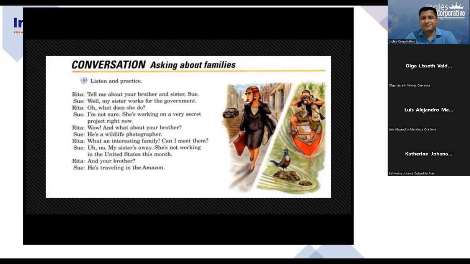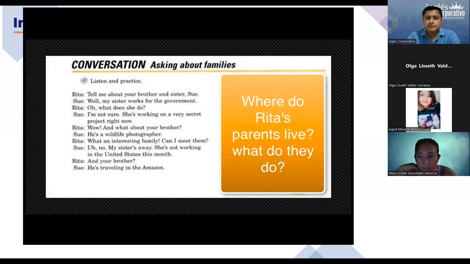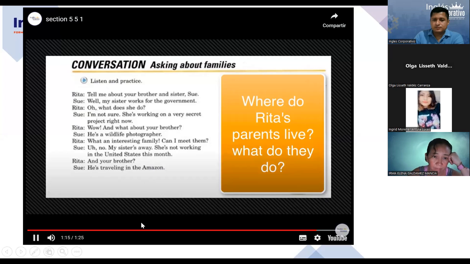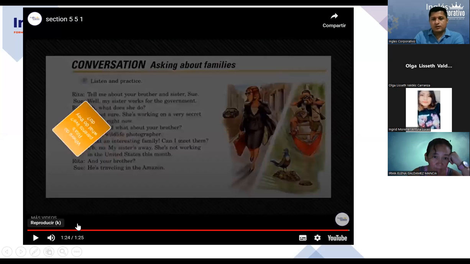Page 31. Exercise 3. Part B. Listen to the rest of the conversation. Where do Rita's parents live? What do they do? So what about your parents, Rita? Where do they live? They live in Texas. Oh, where in Texas? In Austin. It's a small city, but it's very nice. Are they still working? Oh, yes. My mother is teaching at the university there, and my father is a carpenter. Okay.